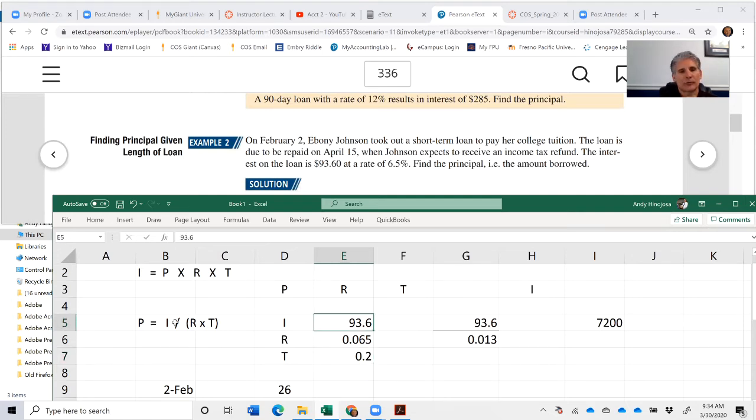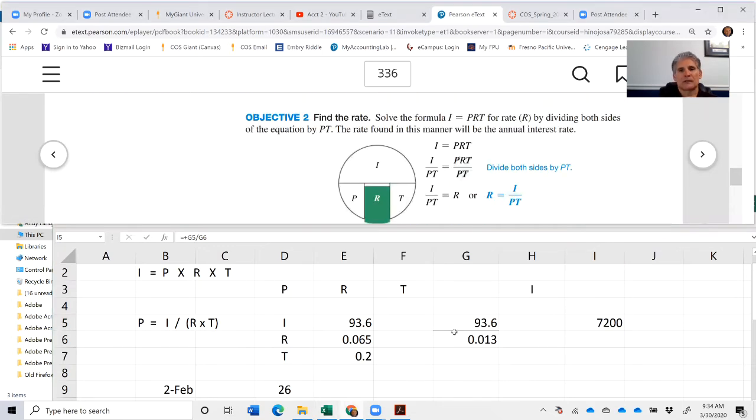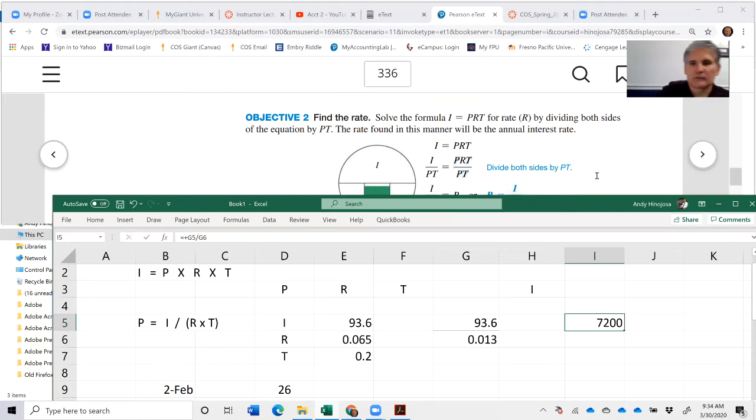We can carry over the formula here. I, 93.60, is the numerator. The denominator is R times T. So 0.065 multiplied by 0.2 gives us 0.013. Now we have the formula I divided by RT, and the numbers are here. So 93.6 divided by 0.013 is equal to 7,200. The question is how much was borrowed? The answer is $7,200.